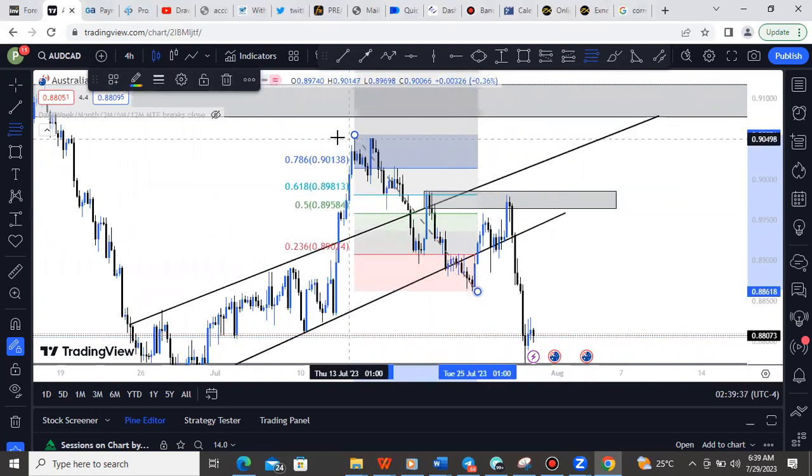Okay, so this is the highest point. I put it on the high and then drag it to the low. A lot of people get confused about where to put it. Some people also draw it on the major high and then a weaker low, which is the wrong approach.